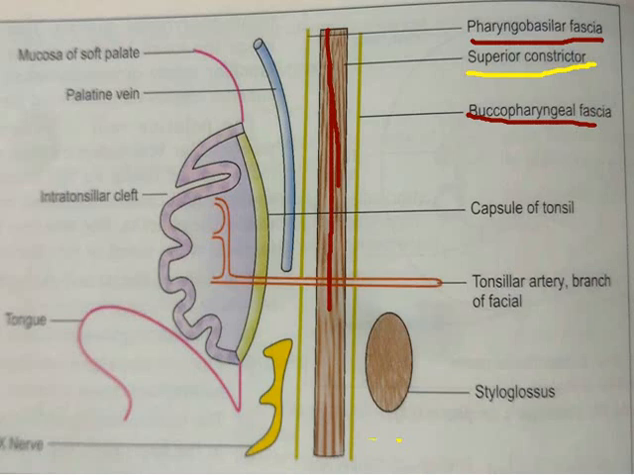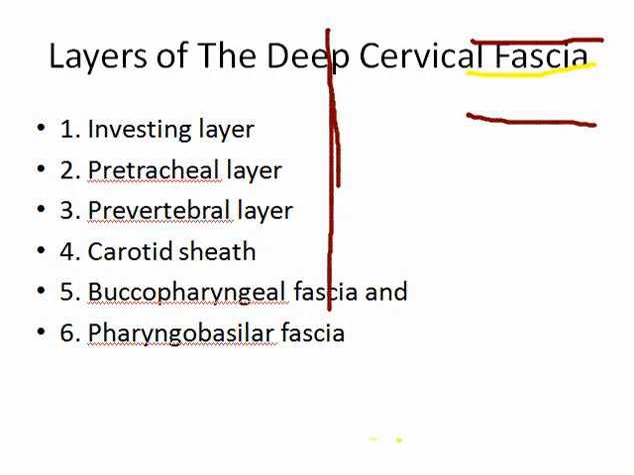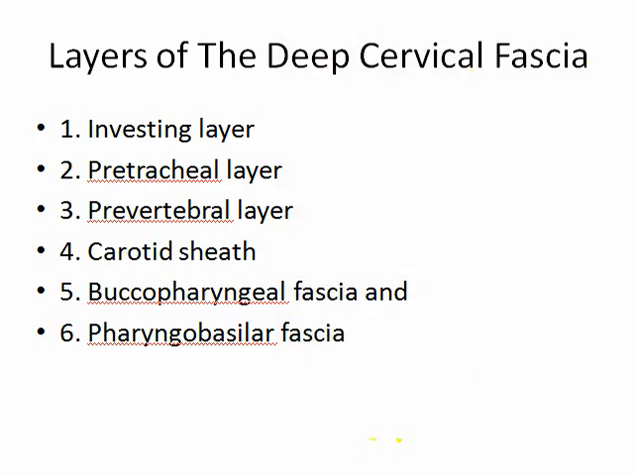So this is all about the layers of the deep cervical fascia. Which are the layers of the deep cervical fascia? From the superficial, it is the investing layer, then the pretracheal layer, prevertebral layer, carotid sheath, buccopharyngeal fascia, and pharyngobasilar fascia.